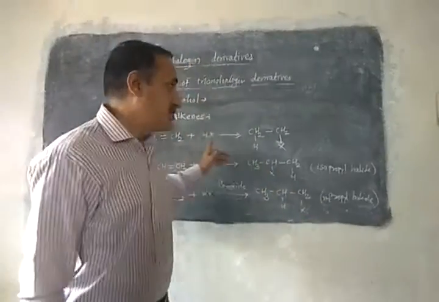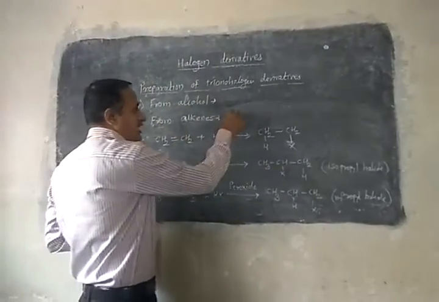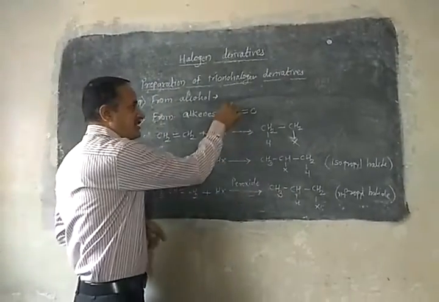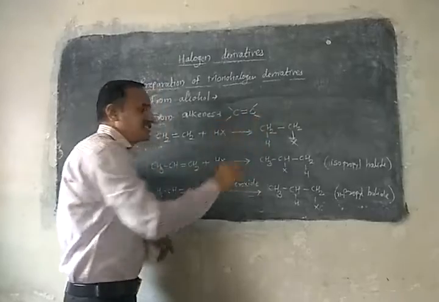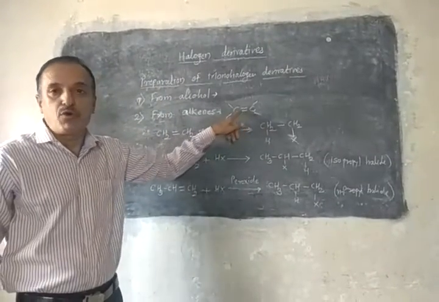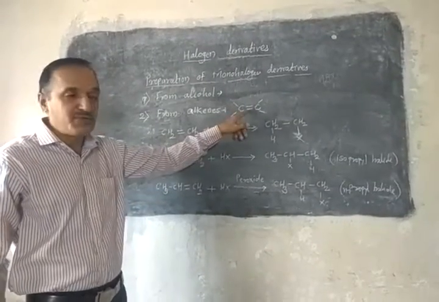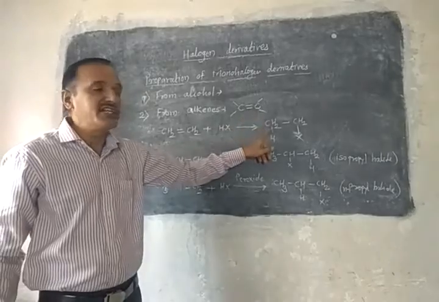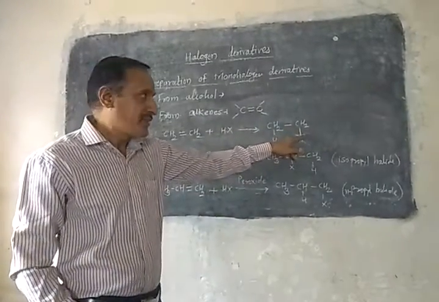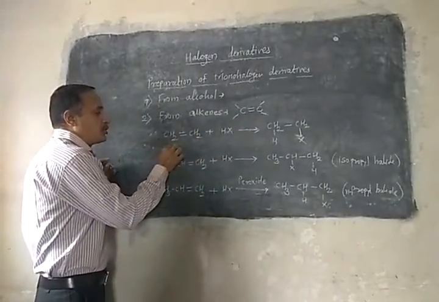So, second preparation now, from alkenes. You know, alkenes means carbon-carbon double bond. We can say that halogen acids are added across the double bond, the addition of HX takes place across the double bond, and we get the corresponding alkyl halide. I have taken a simple example, that is the ethene molecule.